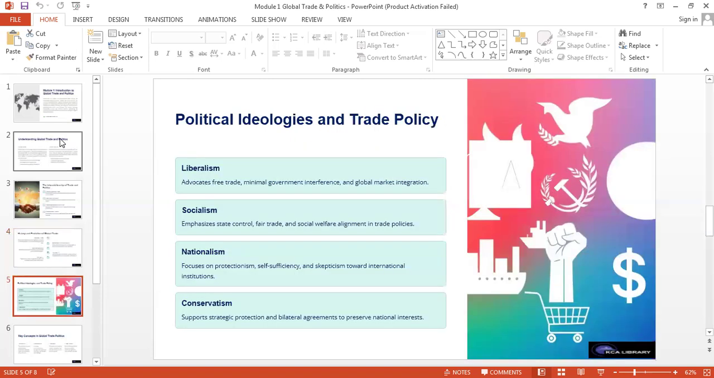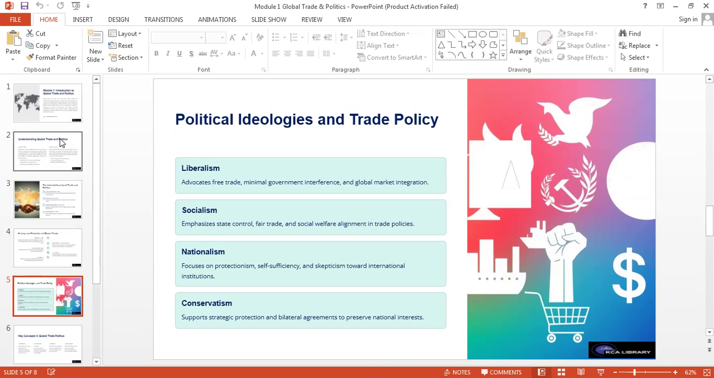We have political ideologies and trade policies, and we need to know them before we move forward. We have liberalism, socialism, nationalism, and conservatism. Liberalism advocates for free trade, minimal government interference in trade, and global market integration, while socialism emphasizes state control in trading and fair trade and social welfare alignment in trade policies.